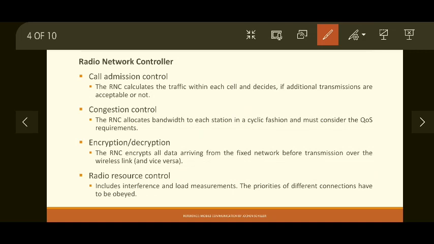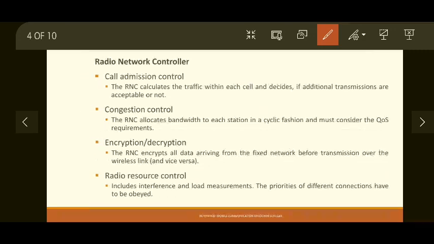So priorities of different connections have to be obeyed, just like we have discussed in congestion control. A channel which has a higher interference level will be allocated last, whereas a channel which has the least interference level may be allocated initially. Okay, so that is radio resource control.